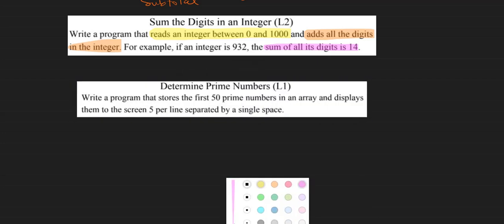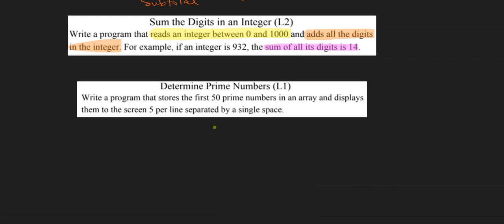Now let's look at some prime numbers here again. It says write a program that stores 50 prime numbers in an array and displays them to the screen 5 per line separated by a single space. Right now you don't have anything for input, and this is one of the examples that I was talking about earlier. There's nothing you're really doing. You're just going through all the numbers that you want until you meet the condition of 50 prime numbers. So there's no input here.